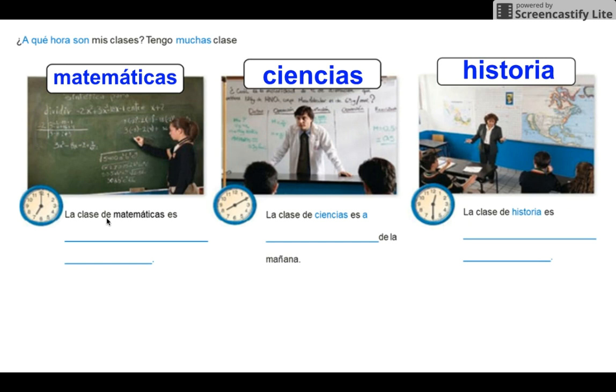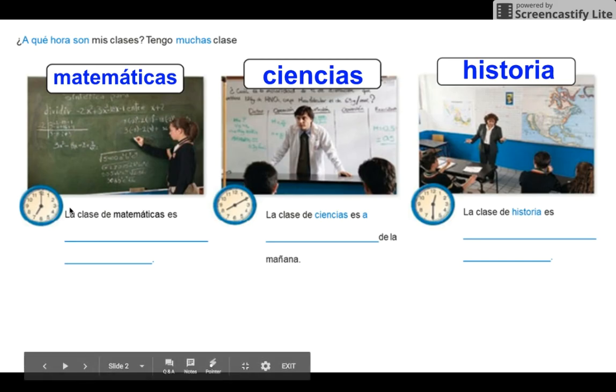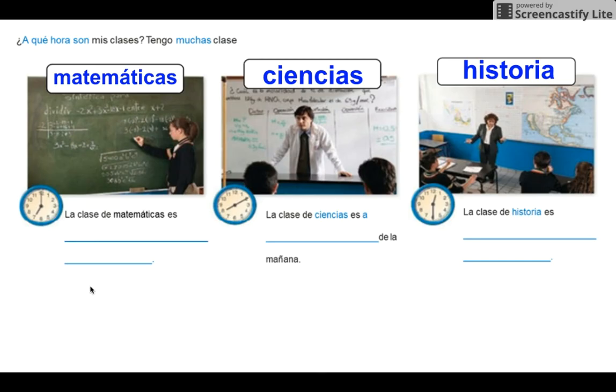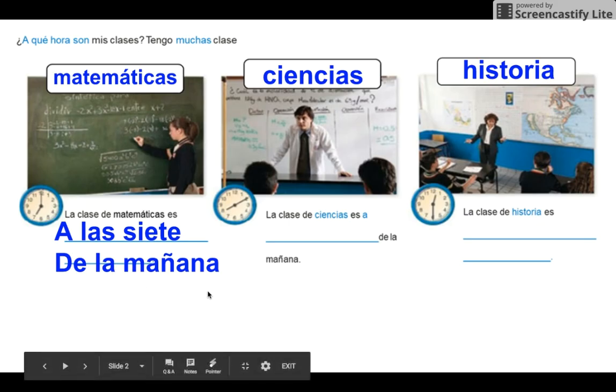La clase de matemáticas es blank blank. All we want to do here is write this time of the day, which is 7 in the morning. So what's the phrase for at 7 in the morning? La clase de matemáticas es a las 7 de la mañana.